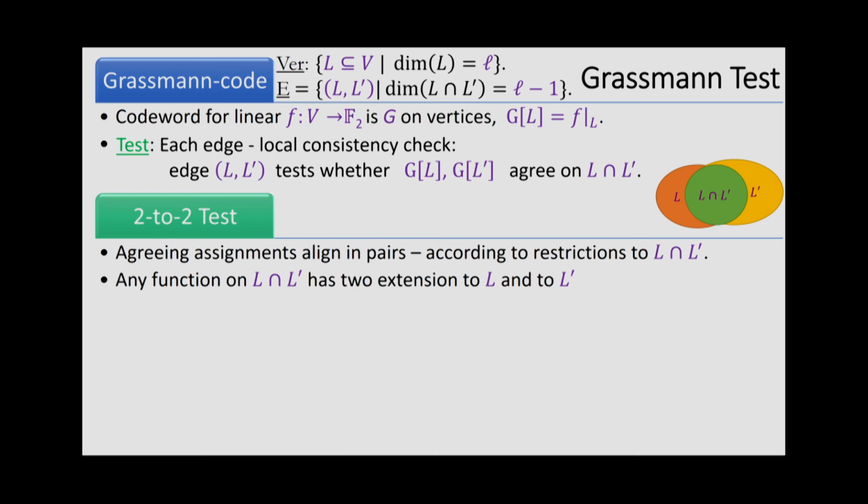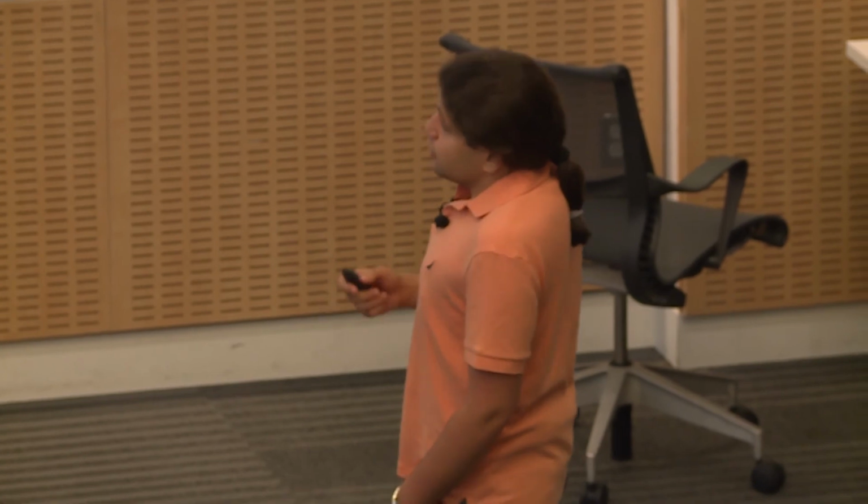Let's see if this test is of any relevance to us, meaning that this test is a 2-to-2 test. Indeed, let's fix any L and L prime and fix a function on the intersection between L and L prime. How many linear extensions does it have to L? Well, you have one extra dimension, and you're over F2, so you have two extensions. And similarly, you have two extensions to L prime. This is precisely the reason this test is a 2-to-2 test. Good, so this test is of some relevance to us. Next we can check whether it satisfies the completeness and the soundness.